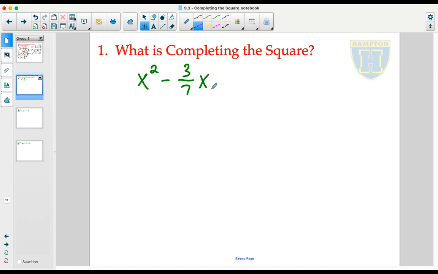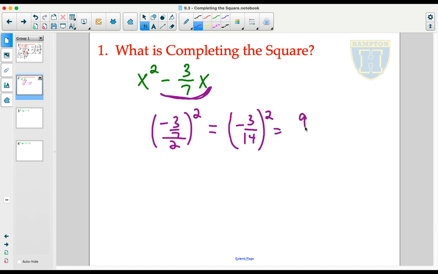We focus our attention on the linear term, namely the coefficient of the linear term. Our coefficient of our linear term is negative 3/7. We're going to divide that by 2, and we're going to square it. Now, to clean up the inside of that parentheses a little bit, negative 3 over 14 squared gives us a factor of 9 over 196.